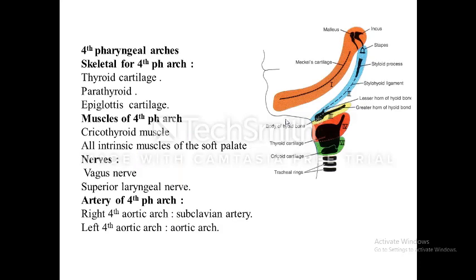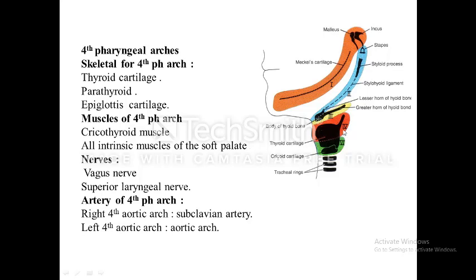هسه نجي لل fourth and sixth pharyngeal arches. نجي لل fourth pharyngeal arches اللي هو هذا قلنا بالred colors. راح تعطيني skeletal structure. راح نشوف ال skeletal structure of the fourth pharyngeal arches. راح تكون thyroid cartilage and the parathyroid cartilage. بالإضافة إلى cartilage راح يكون single cartilage اللي راح نسميه epiglottis cartilage. muscles of the fourth pharyngeal arches راح تكون cricothyroid muscles بالإضافة ل all intrinsic muscles of the soft palate.